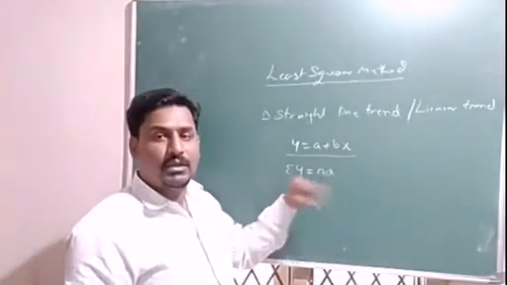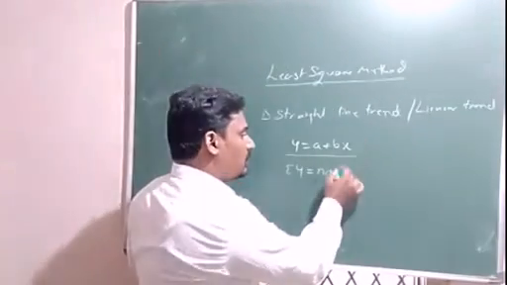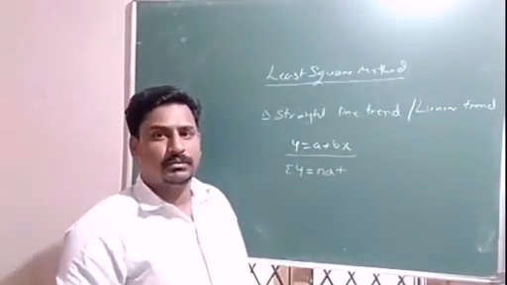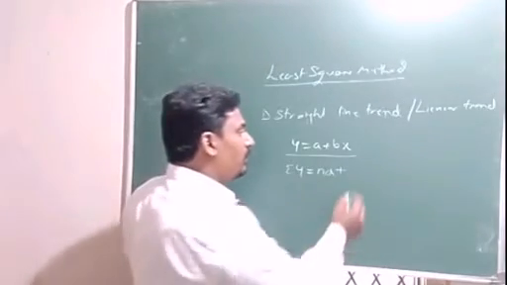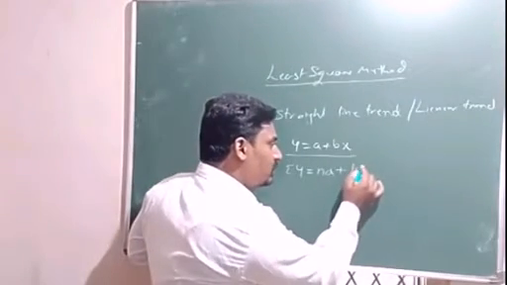So n into a plus, again b is a constant and x is a variable here, so we put summation to x. So b into summation x.